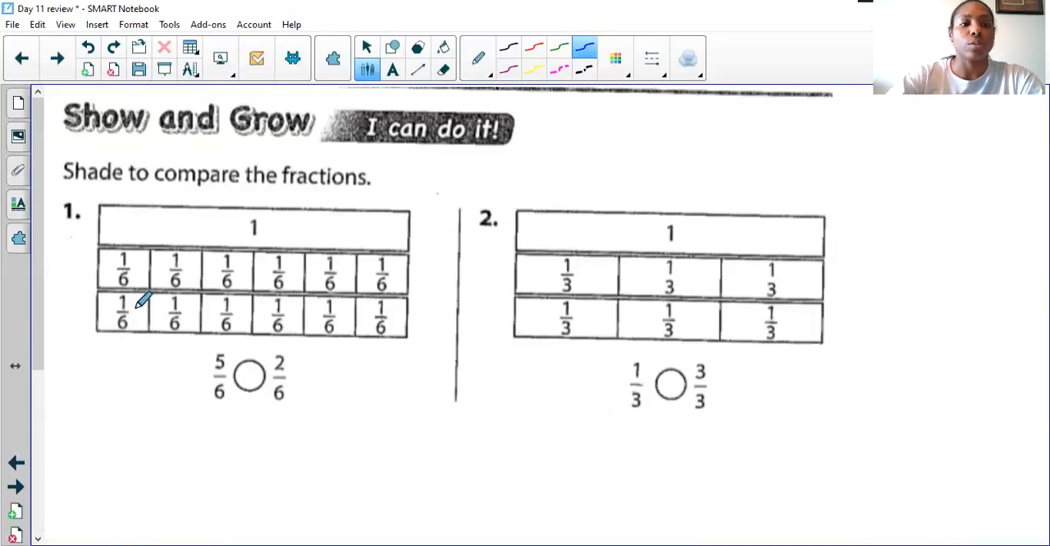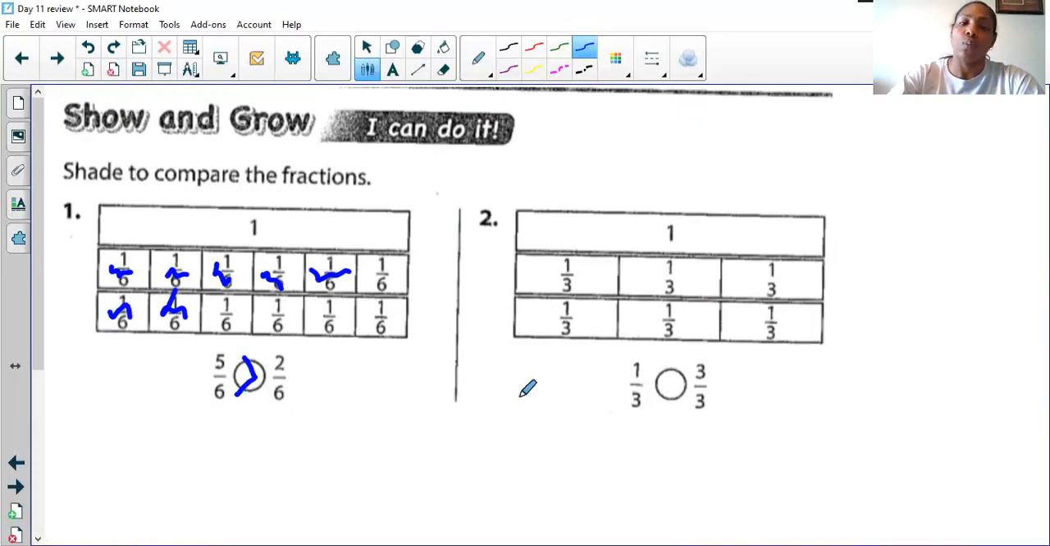Show me what you know. So right now it's asking us to shade in these parts. So we see 5/6. I'm going to shade in 5: 1, 2, 3, 4, 5. And then the bottom's asking for 2 parts shaded in. So 5/6 and 2/6. Which one is greater? That's correct, 5/6. So we're going to eat 5/6 because it's the bigger fraction.